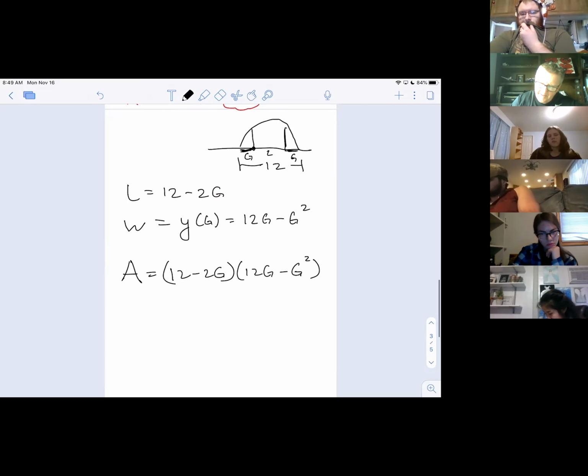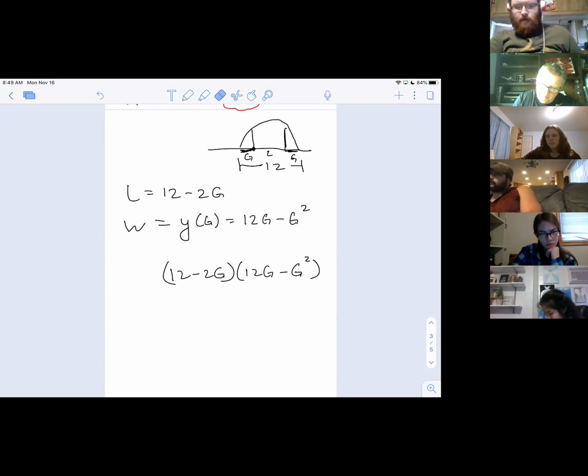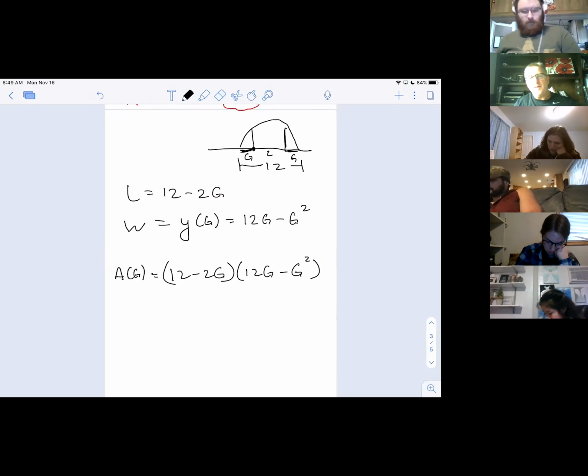And I kind of like, you know, not just calling this A, but A as a function of G. That's kind of cool to say, because you make a guess as to where you think that point is located. And now you have all of them. You have every area of every guess you would make.